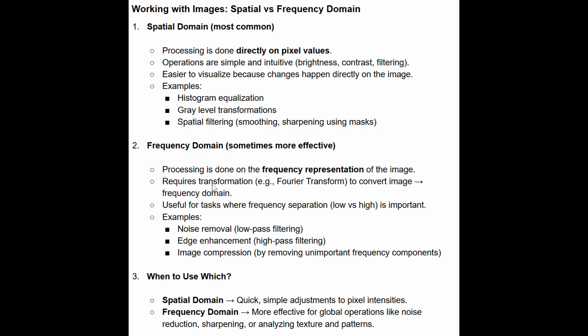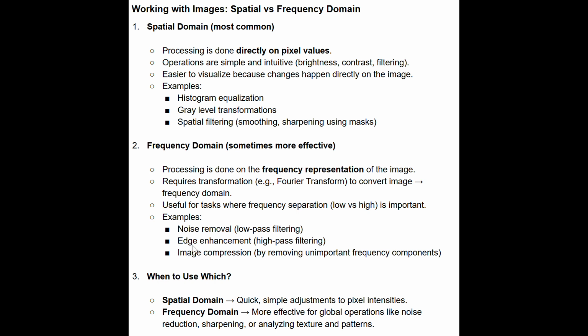In terms of frequency domain, the processing is done on the frequency representation of the image. This requires a certain transformation function to convert a given image into the frequency domain. We always use the Fourier transform for representation of the frequency domain of the image. This is again useful for tasks where frequency separation is very important, for example, low frequency to high frequency. Examples of this are noise removal in the image, which requires low pass filtering.